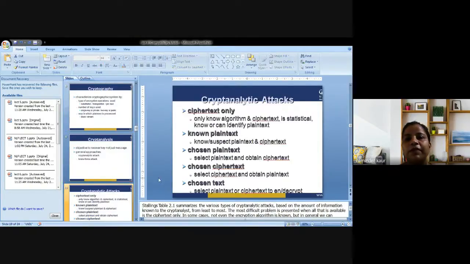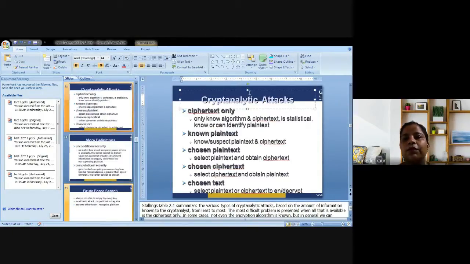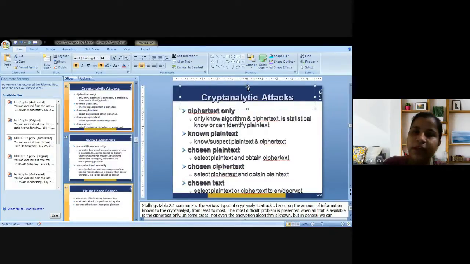So first one is the cryptanalysis attack. If I am talking about cryptanalysis attack, it is dealing with ciphertext only. Why is it dealing with ciphertext only? Because it could only know the algorithm and ciphertext, because it is statistical, and it could know and can identify the plain text.